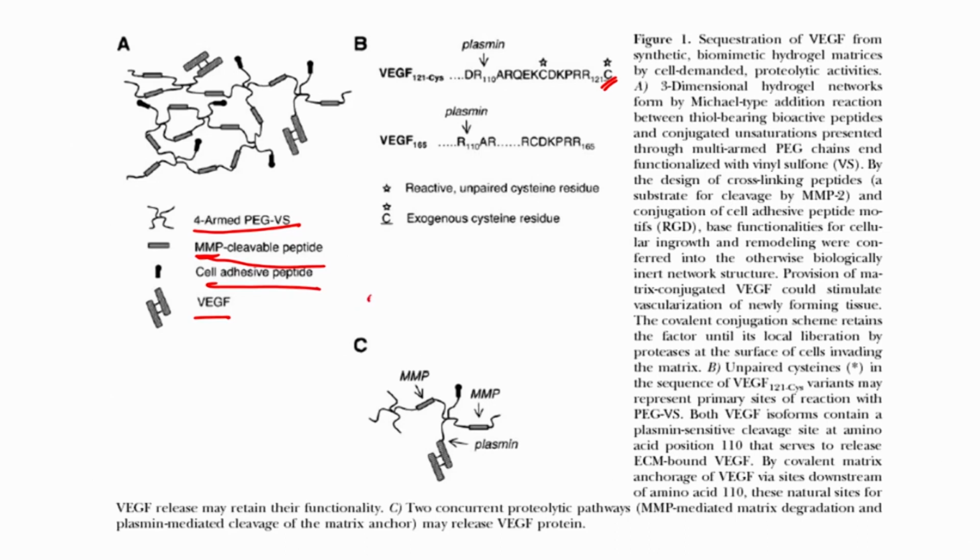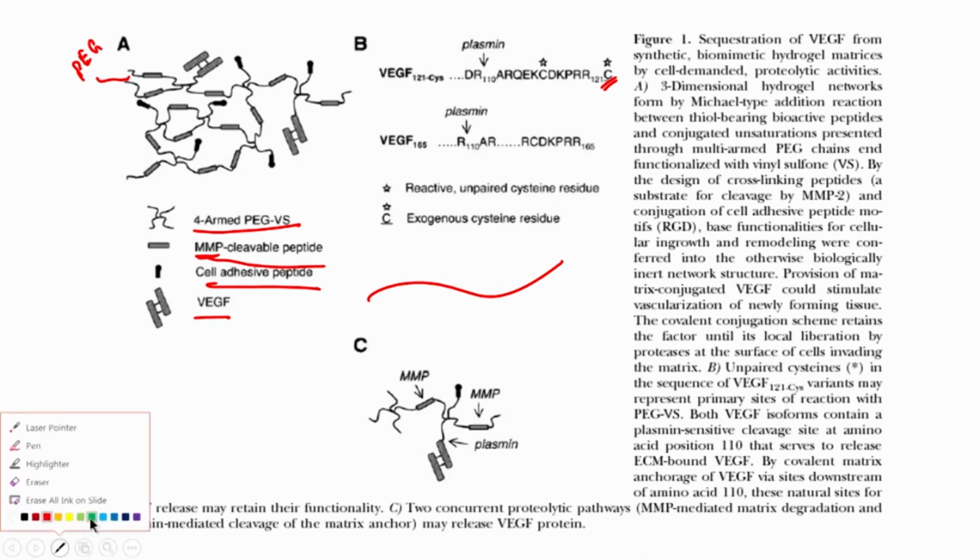So, in the system you are seeing, this is a polymeric chain. So, the PEG chain, if I use a different color, this right here is the cleavable site. So, the cells can actually break it. This is a cell adhesive peptide. So, the cells can actually bind to it.